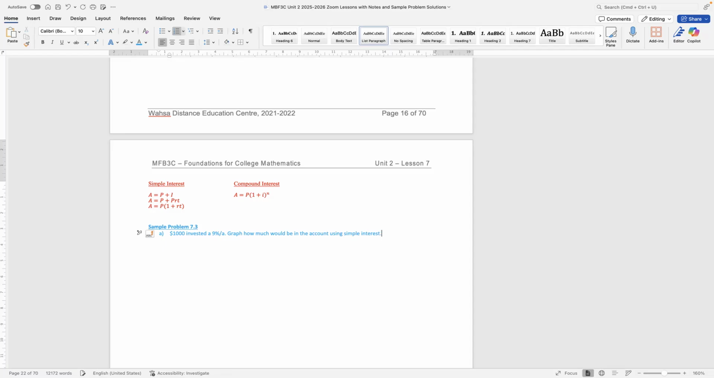And then we are going to do the exact same thing, but using compound interest. We're going to use the exact same numbers, compounded, let's say, annually.